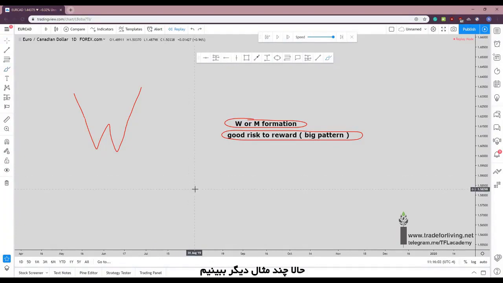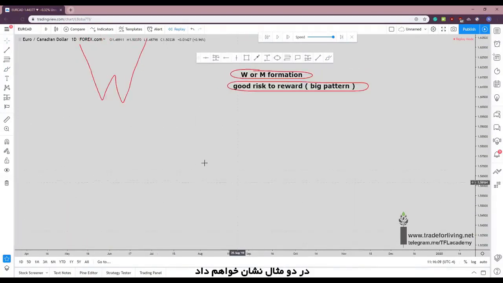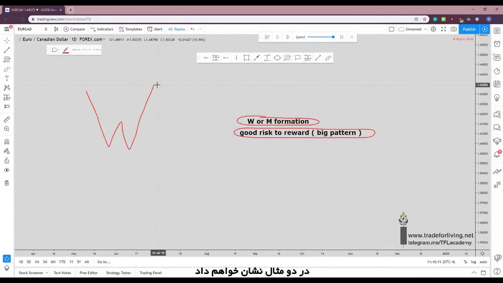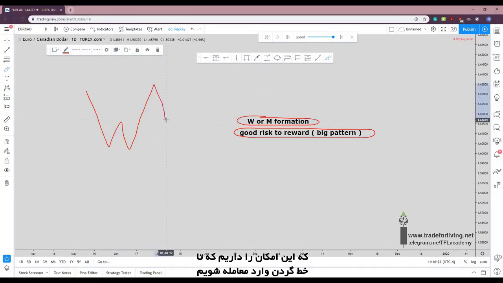Now let's go through a couple of examples to show what I mean by this. Obviously I will be showing 2 examples. In the first, we have a pattern on the daily time frame in which we have the possibility to take the trade to the neckline with a 1, 2, 3 risk to reward, even if it's a daily pattern.